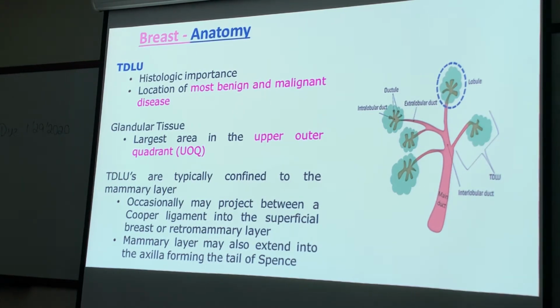The TDLUs are typically confined to the mammary layer. Let's talk about what Lauren was just asking about. Usually in the mammary zone. Occasionally, they may project between the Cooper's ligaments into the superficial breast or the retromammary layer. The mammary layer may also extend into the axilla, forming the axillary tail.